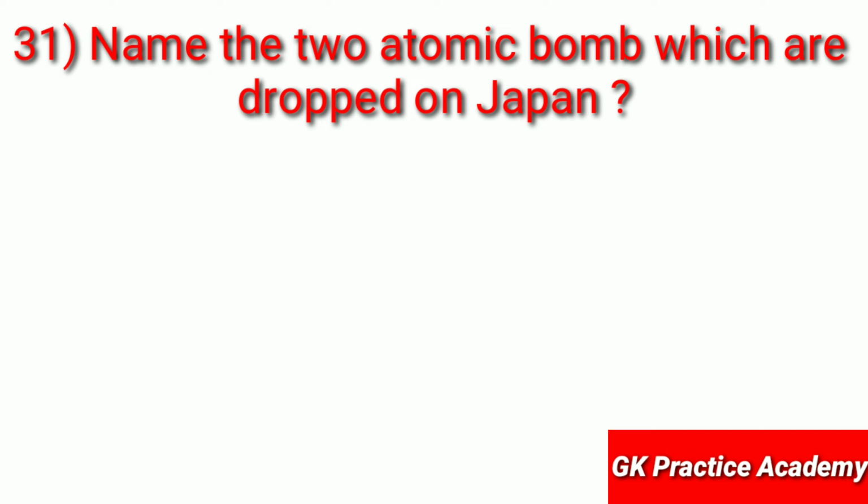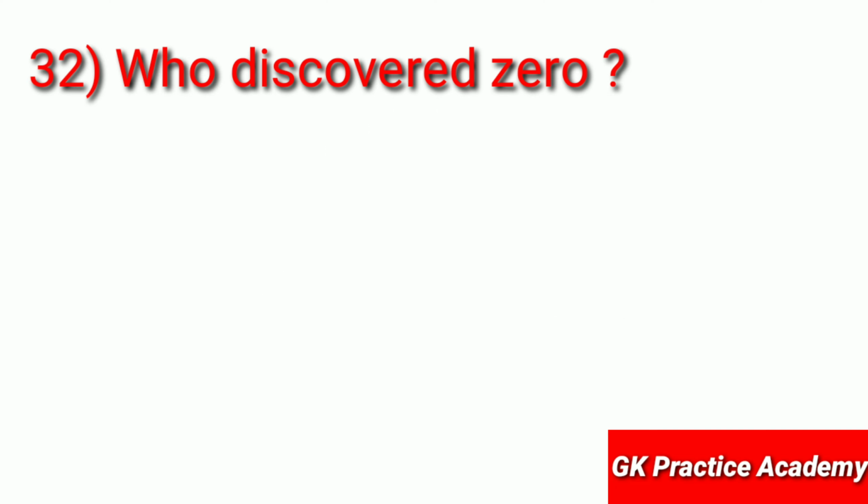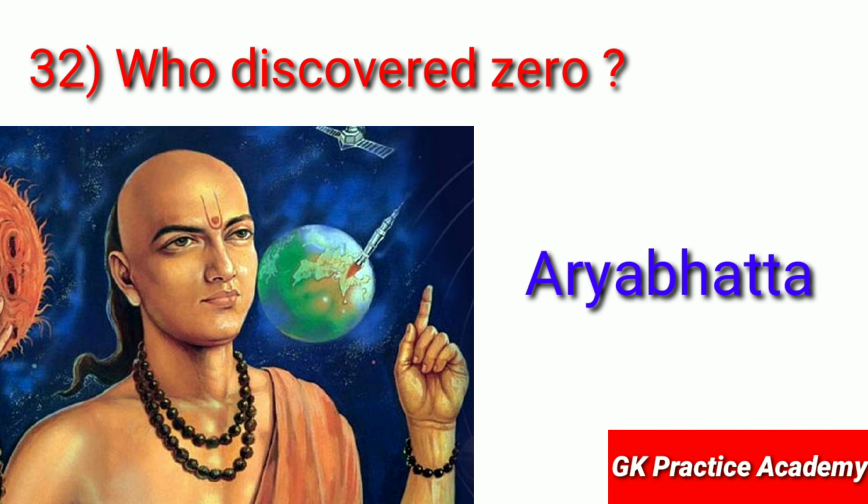Name the two atomic bombs which were dropped on Japan. Little Boy and Fat Man. Who discovered zero? Aryabhata.